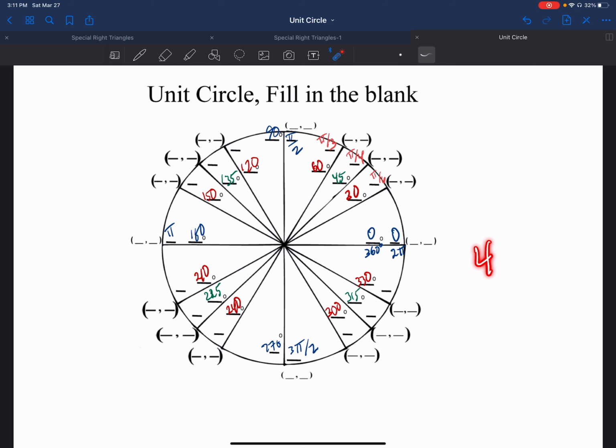The next one will be 4 pi over 6, which simplifies to 2 pi over 3. So that one will go here.